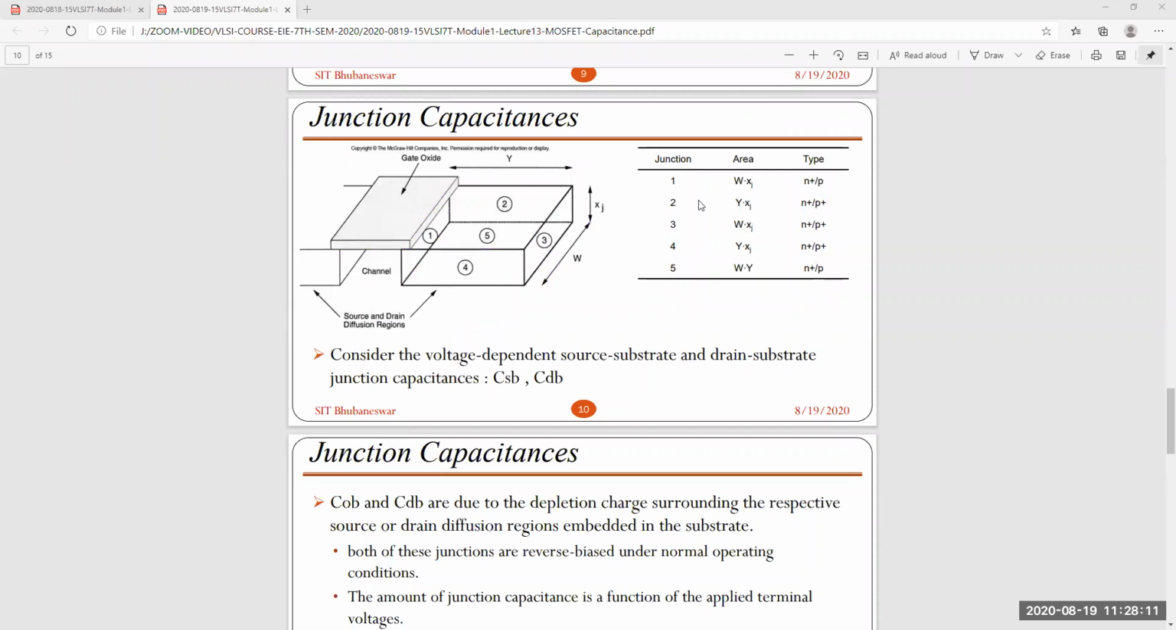So this part is somewhat. Are you following? Please ask. Is everyone getting this point? What are the side wall capacitances? Bottom wall capacitance you can get, but what are the side wall capacitances? Are you getting or not?